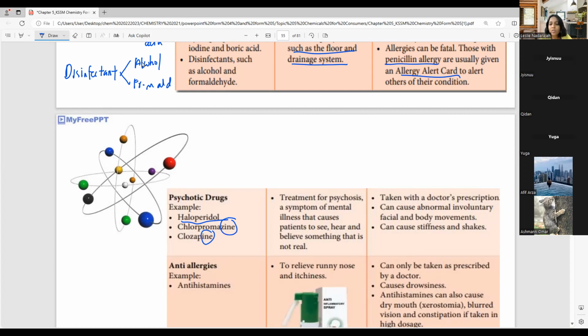It's treatment for psychosis, an illness where the patient can see, hear, and believe something that is not real. Now when you take this kind of drugs, you can get abnormal involuntary facial and body movements, or stiffness and shaking. Anyone that is undergoing depression or whatever, they will take psychotic drugs.